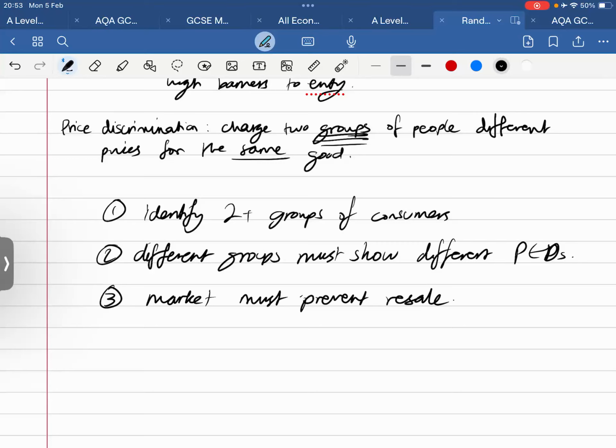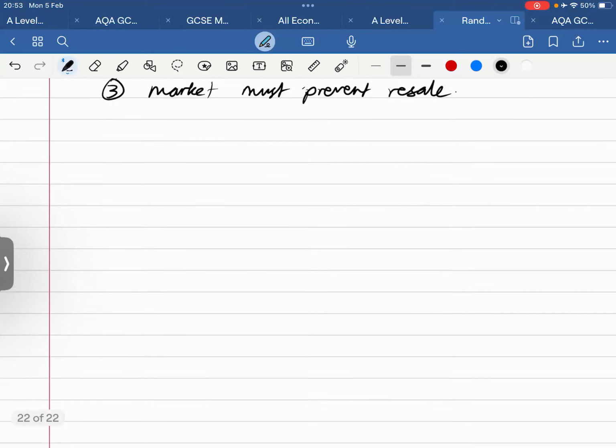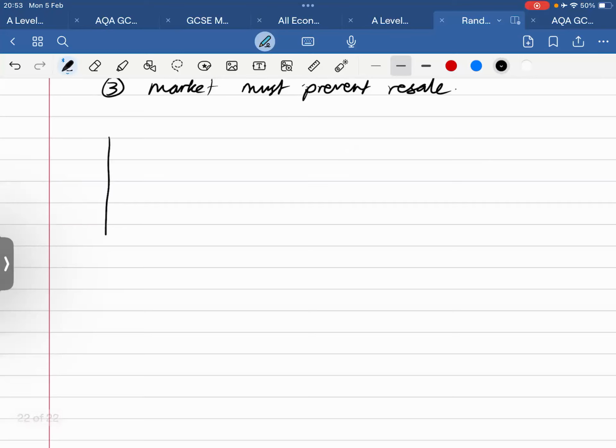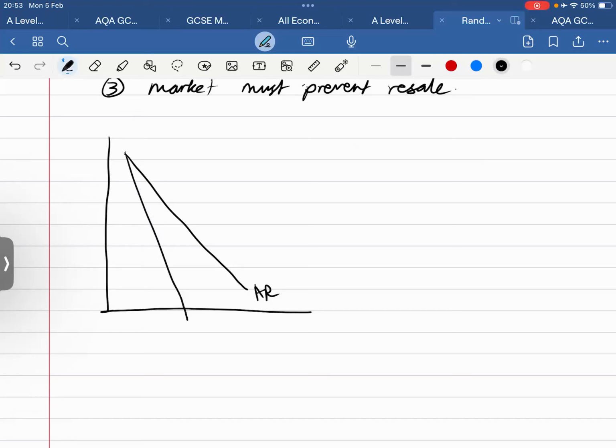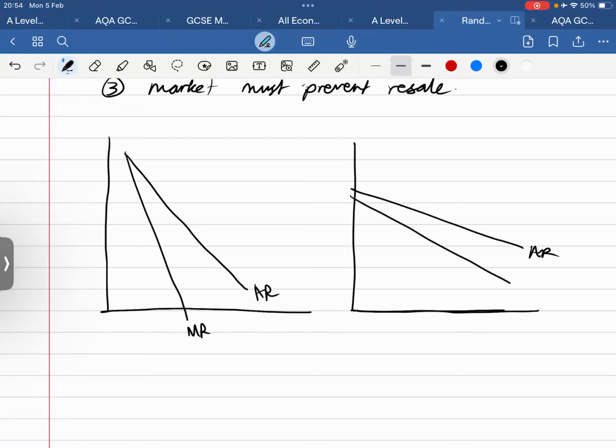Let's look at the diagram now. That's the hard bit. So we've got your AR curve, and twice as steep, you've got your MR curve. And you've got another AR curve, which is, remember we said that the students are more elastic. So theirs is more elastic.